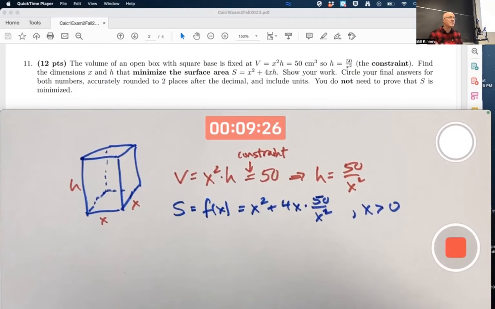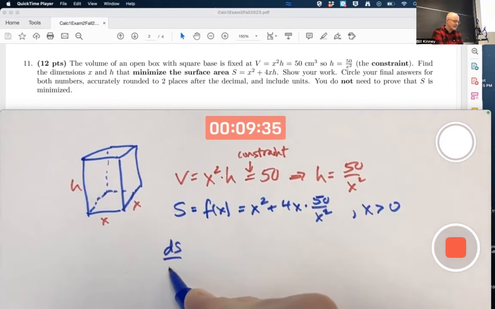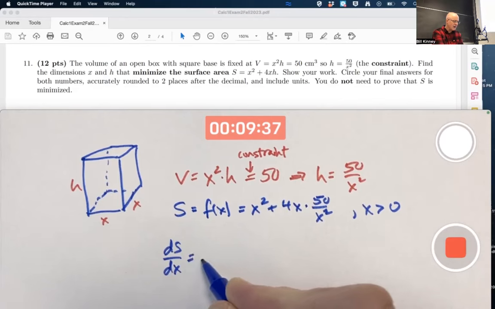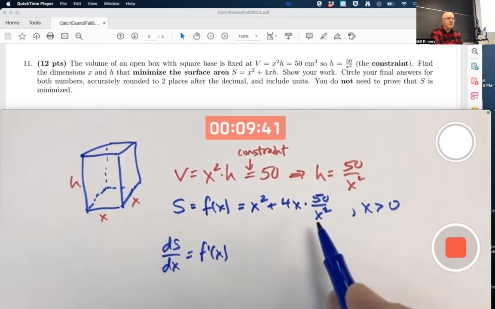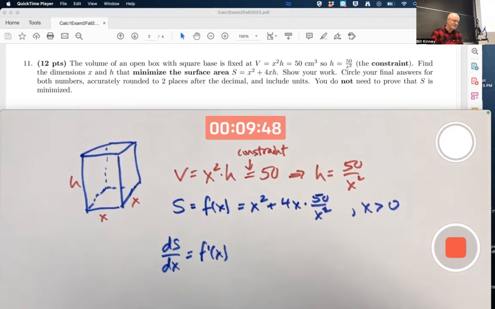So you want to use calculus. Some of you didn't bother using calculus. The point is to use calculus. Take the derivative. Find the derivative of s with respect to x, or if you've got function notation, you could write that as f prime of x. Some of you didn't bother simplifying this. It is a good idea to simplify this.